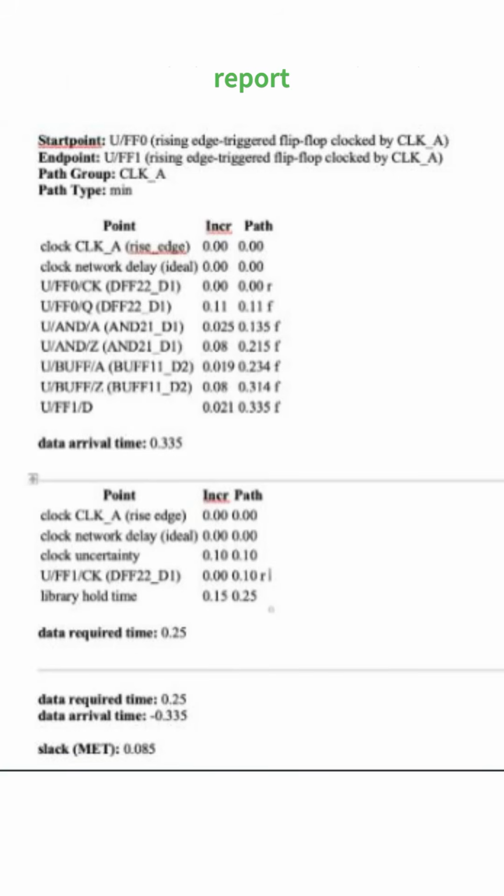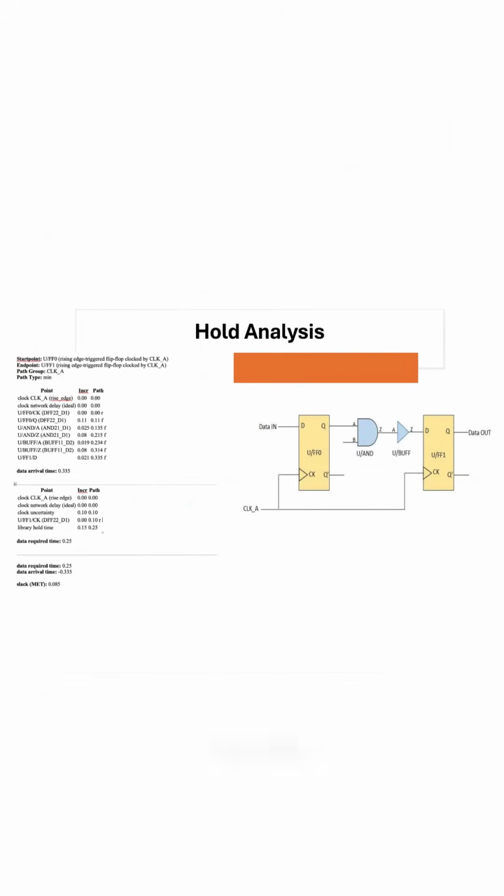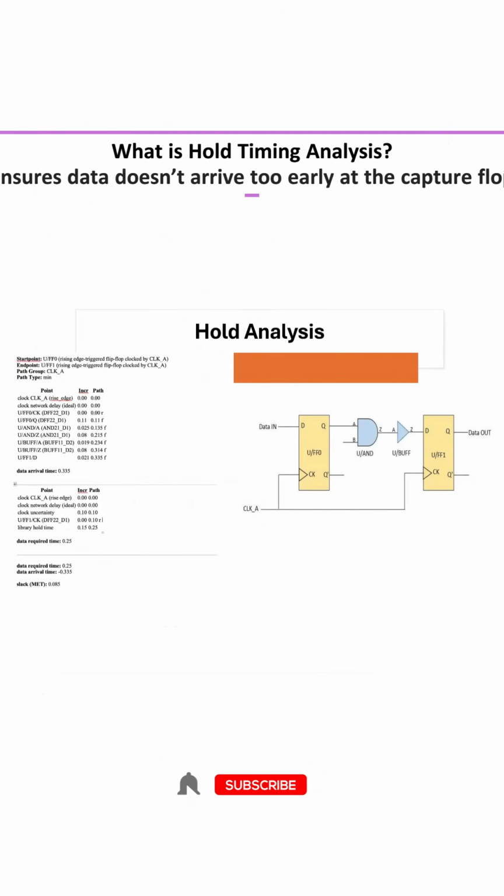Objective: ensure that data does not arrive too early at the capture flip-flop after the clock edge. Data path, data arrival time: this section traces how quickly the data moves from the launch flip-flop, UFF0, to the capture flip-flop, UFF1. In a hold check, we look for minimum delay. If it's too fast, a hold violation can occur.